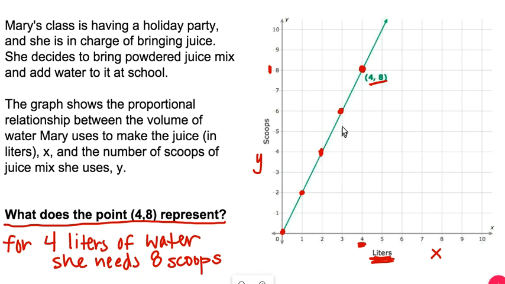And you can see the pattern. If I did a rise over run, it would be 2 scoops for every 1 liter, right? If I made a big triangle, it's 8 scoops for every 4 liters, right? So we're just looking at the situation, figuring out the pattern, and deciding what those numbers represent.